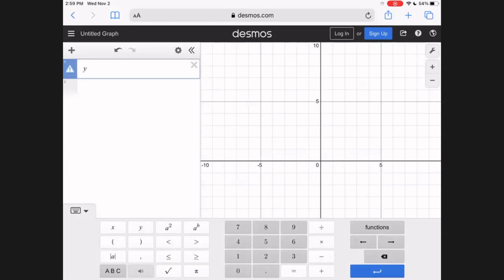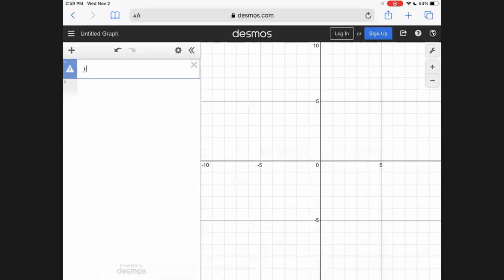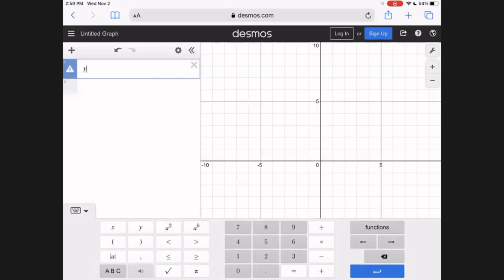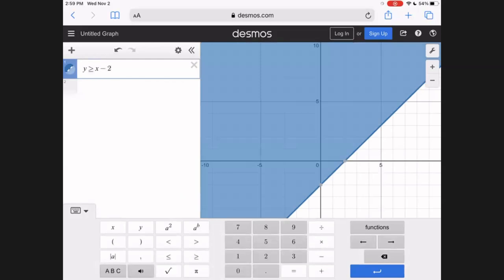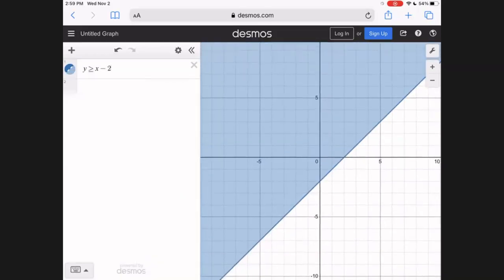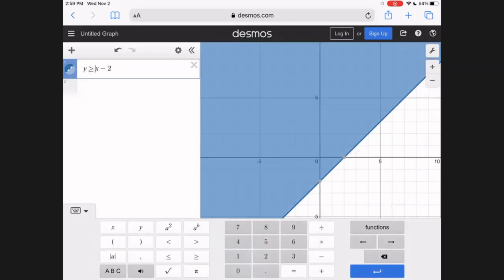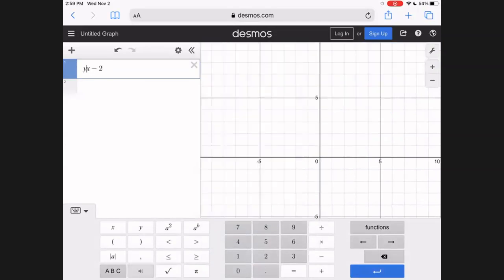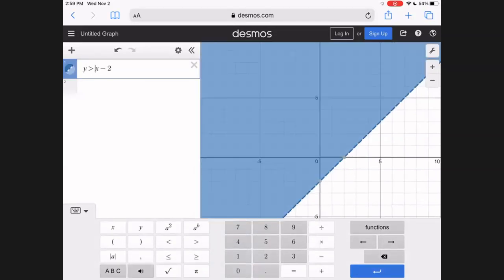We see we have our inequalities here in the thing. Remember, if you don't see it, hit the keyboard button here on the left side to open that up. Let's say I do greater than or equal to x minus 2. And we see that that line is solid. Okay. Now let's say I change this to just be greater than, so I delete that. And what happens now? That line is dashed.